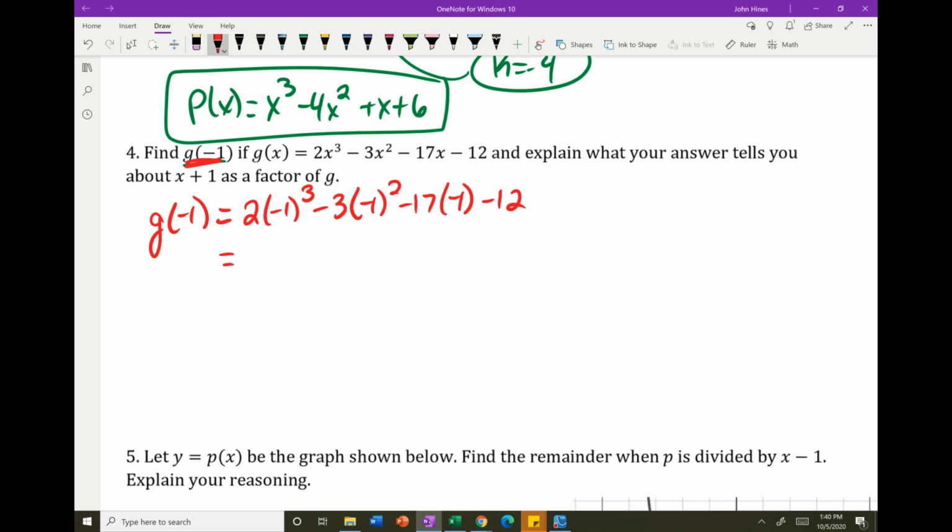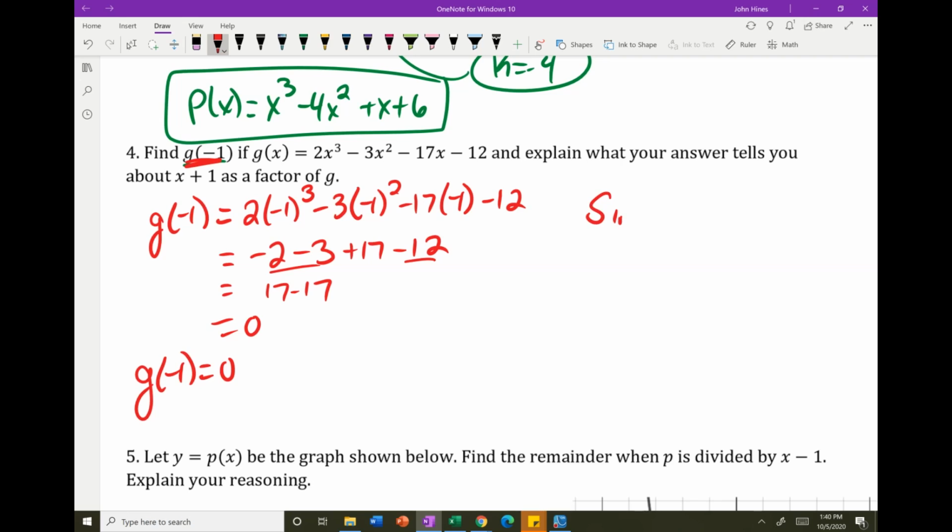And hopefully it equals what number? If I want it to be a factor, hopefully it equals 0. But I don't have a calculator with me right now. Even though I'm in my classroom, I still don't have a calculator. Negative 5 and negative 12 is negative 17, so it does equal 0. When I plug in a negative 1, it equals 0.